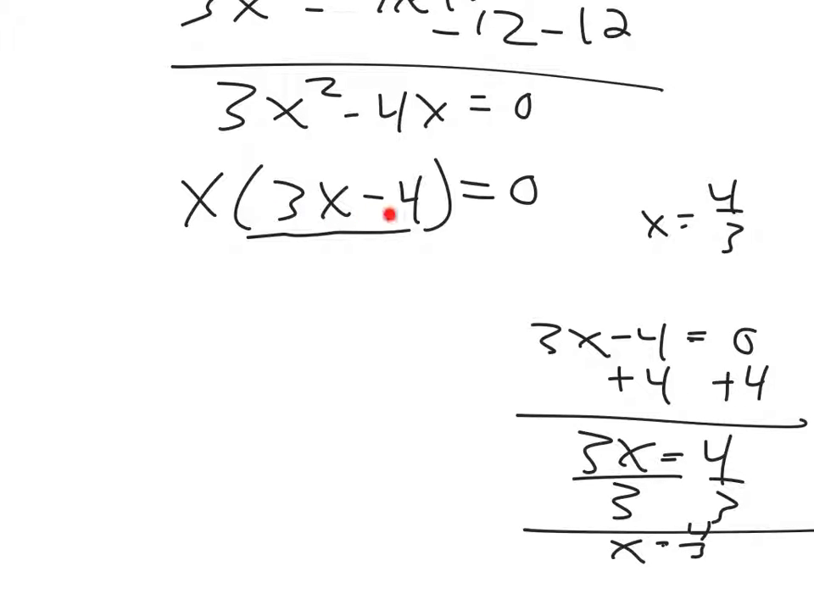And the other 0, we've taken care of this one. The other 0 would be if x equals 0, because 0 would distribute and make everything else be 0. So x equals 0. Those are our two solutions.